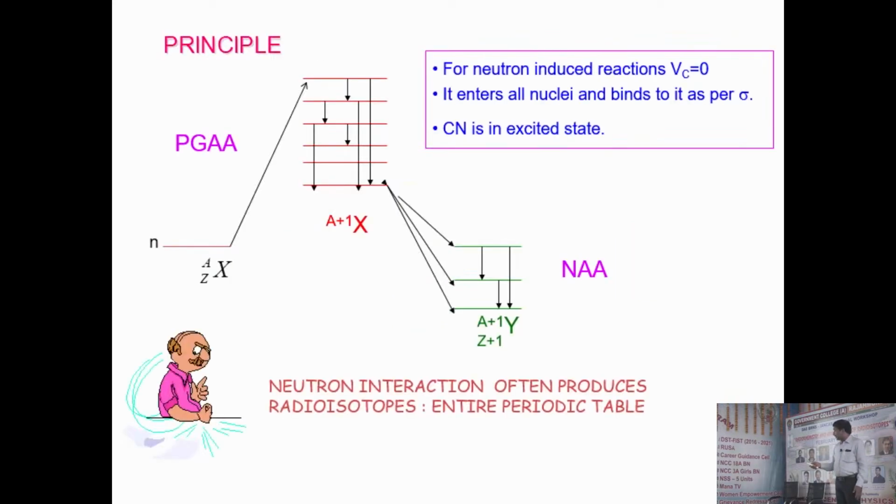The principle is the same thing I explained here. This is a neutral molecule. When you bombard it with a neutron, the compound nucleus has different excited states, and it has to come down immediately to the ground state of the compound nucleus by emitting different gamma rays. If you measure this, it is called prompt gamma neutron activation analysis. After a certain lifetime it may change to beta emission. If you measure the gamma of this, it is called neutron activation analysis.